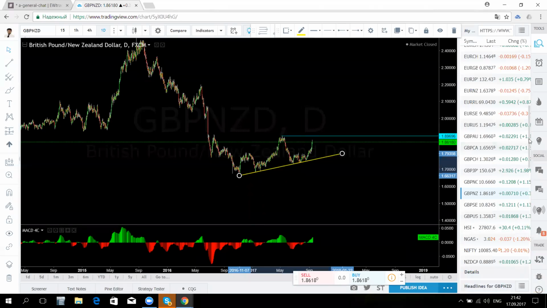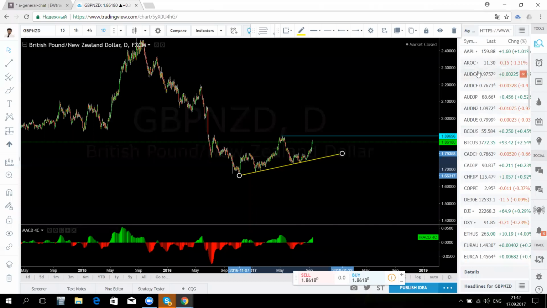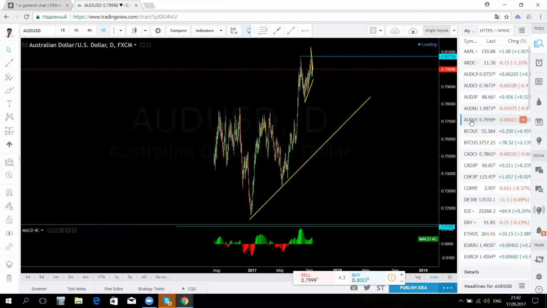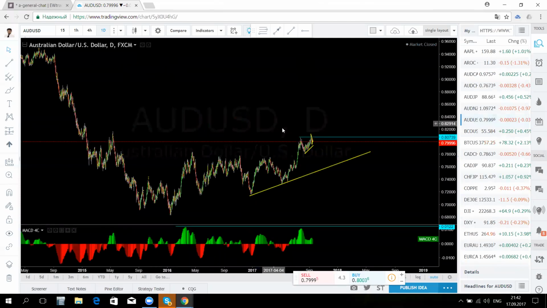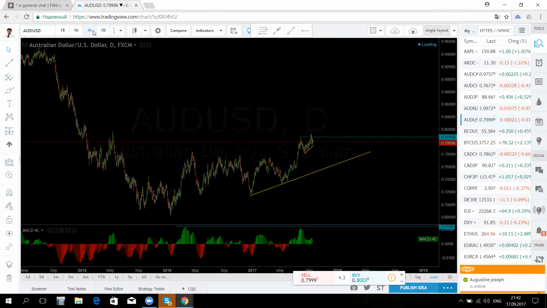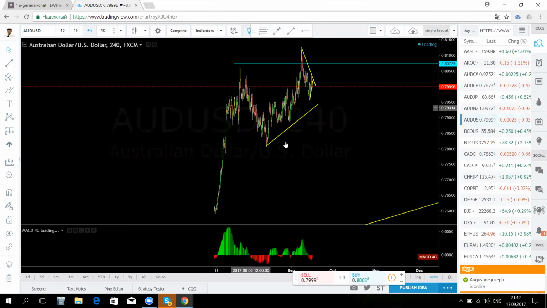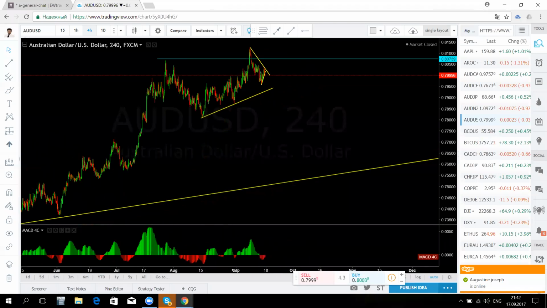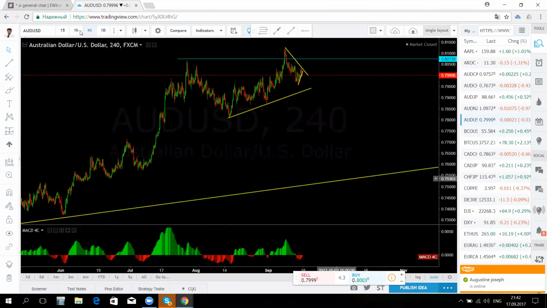Let's go to the Aussie charts. We'll do all the majors and their pairs as we go. Aussie USD. We are at the top. We're consolidating, coming back. I think there's a deeper correction coming. Put it in this one here. 1 hour.